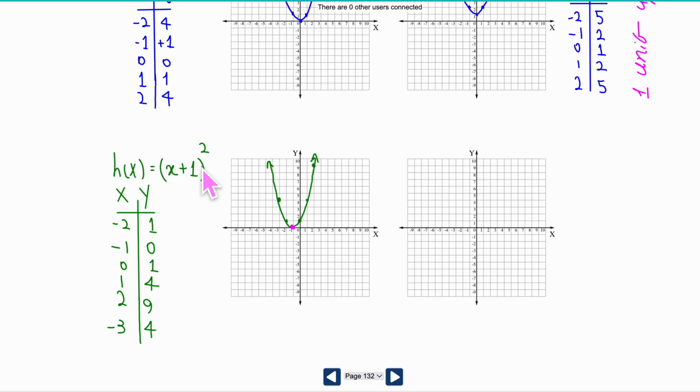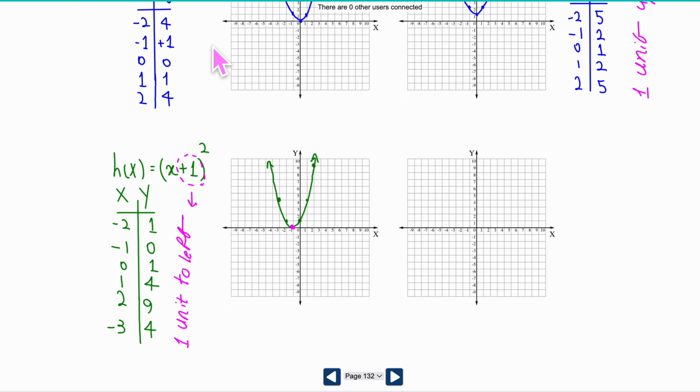The impact of adding 1 inside the parentheses next to x was for the graph to shift 1 unit to the left side. I'm going to add that here. 1 unit to left. Okay. Now with the same logic, we do expect that if we add a -1 right next to x, our graph would shift 1 unit to the right side.